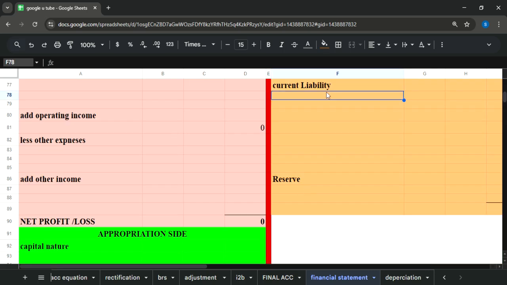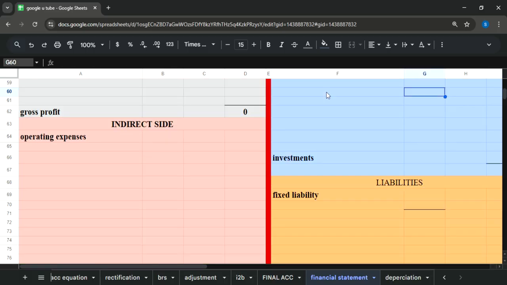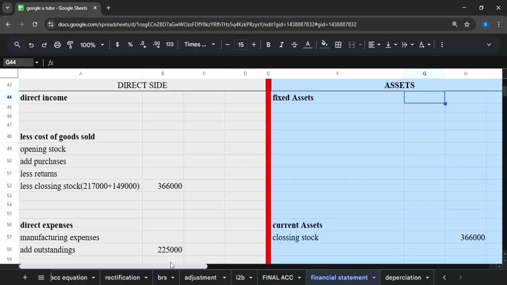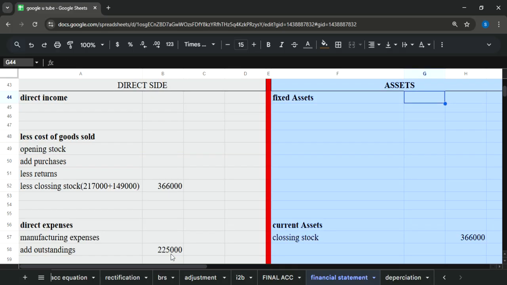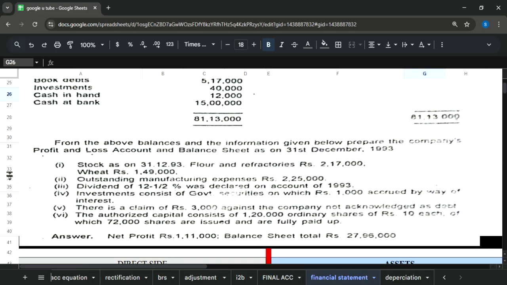So we'll come over here. Outstanding manufacturing expense, the amount of which we have just written, 225,000, mention over here. So guys, two adjustments are completed. Now we will see the third adjustment.